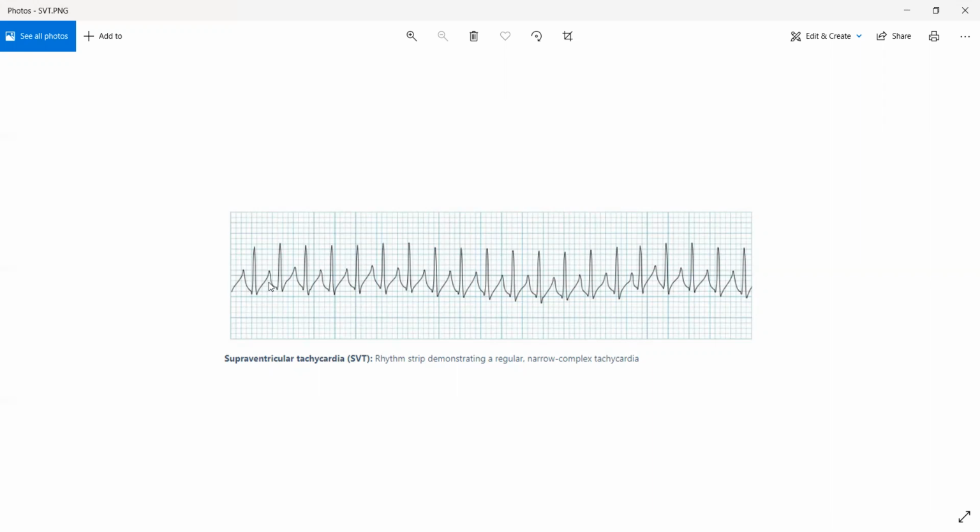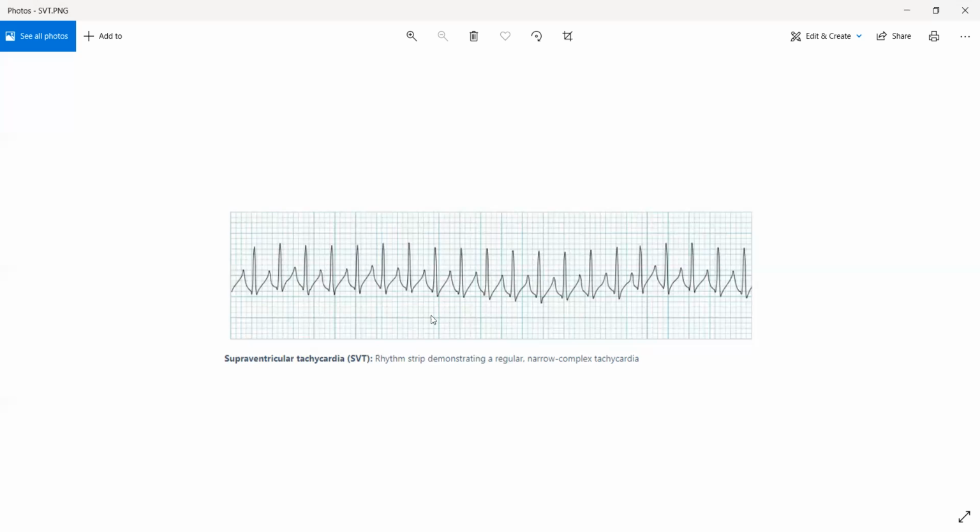There is one other arrhythmia, which is atrial fibrillation, in which there are no P waves. Similar is the case in supraventricular tachycardia. Here, there are no P waves as well. In atrial fibrillation, the QRS complexes are also narrow. And in supraventricular tachycardia, the QRS complexes are also narrow. So how are we going to differentiate between atrial fibrillation and supraventricular tachycardia? There is only one difference.